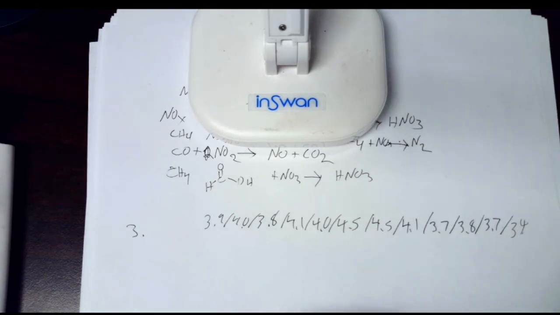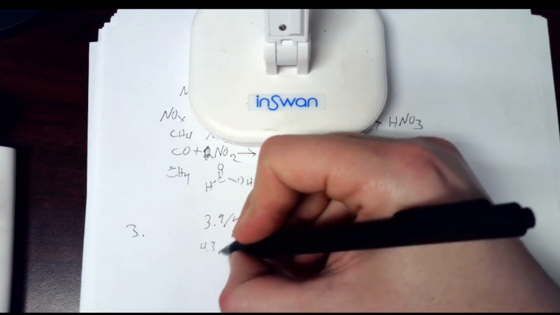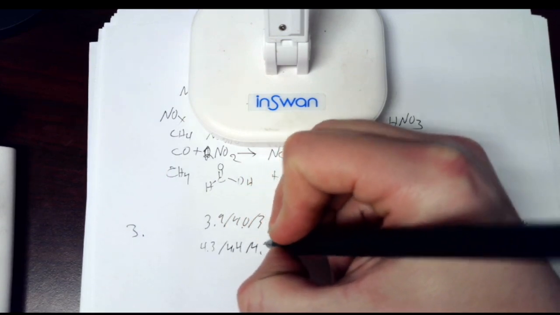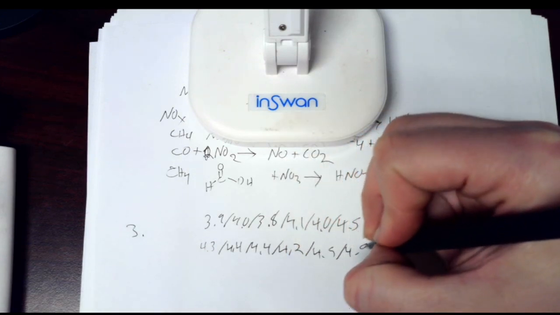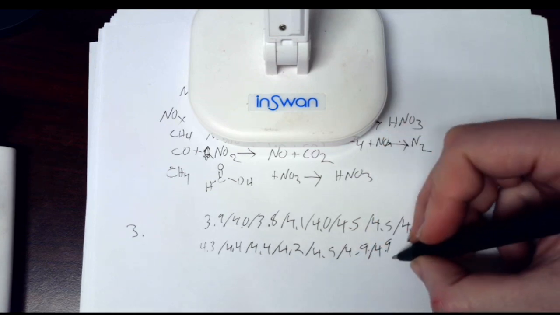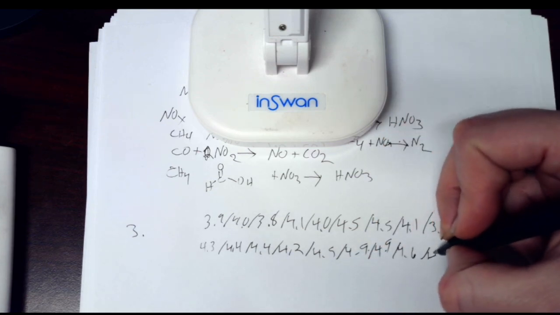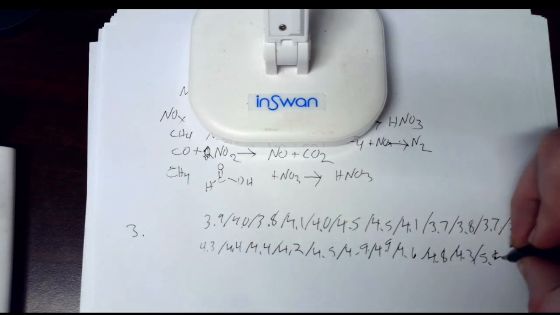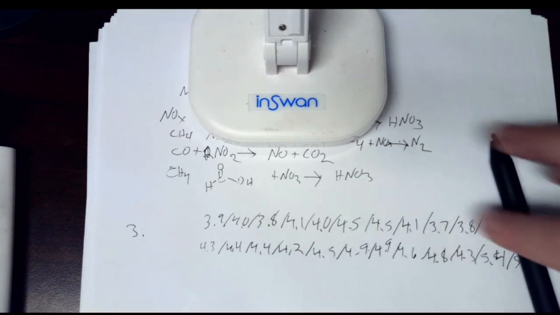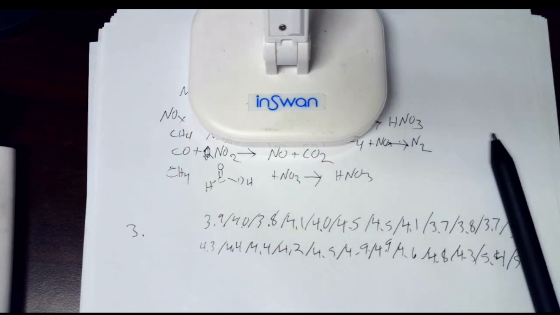Over the same year, a different place had values of 4.3, 4.4, 4.4, 4.2, 4.5, 4.9, 4.9, 4.6, 4.8, 4.3, 5.4, 5.4. It says calculate the mean monthly pH of the two locations. What is the ratio of the mean hydrogen ion activity of these two sites? And what is most likely the most important anion of the rainfall at the urban site?